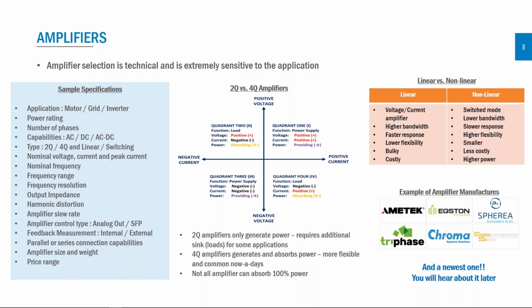Then there are other specifications such as nominal voltage, current, peak current, nominal frequency, frequency range, frequency resolution, output impedance, harmonic distortion. Amplifier slew rate is another important thing: how fast your amplifier responds when you send a set point to that amplifier. How you connect to that amplifier, what the feedback measurement is, amplifier size and weight, price range. All these parameters you need to at least define initially before you decide on which amplifier you're going to buy. So I give some examples of these amplifier manufacturers, and as Matthew mentioned, you will hear about a new one later in this webinar.